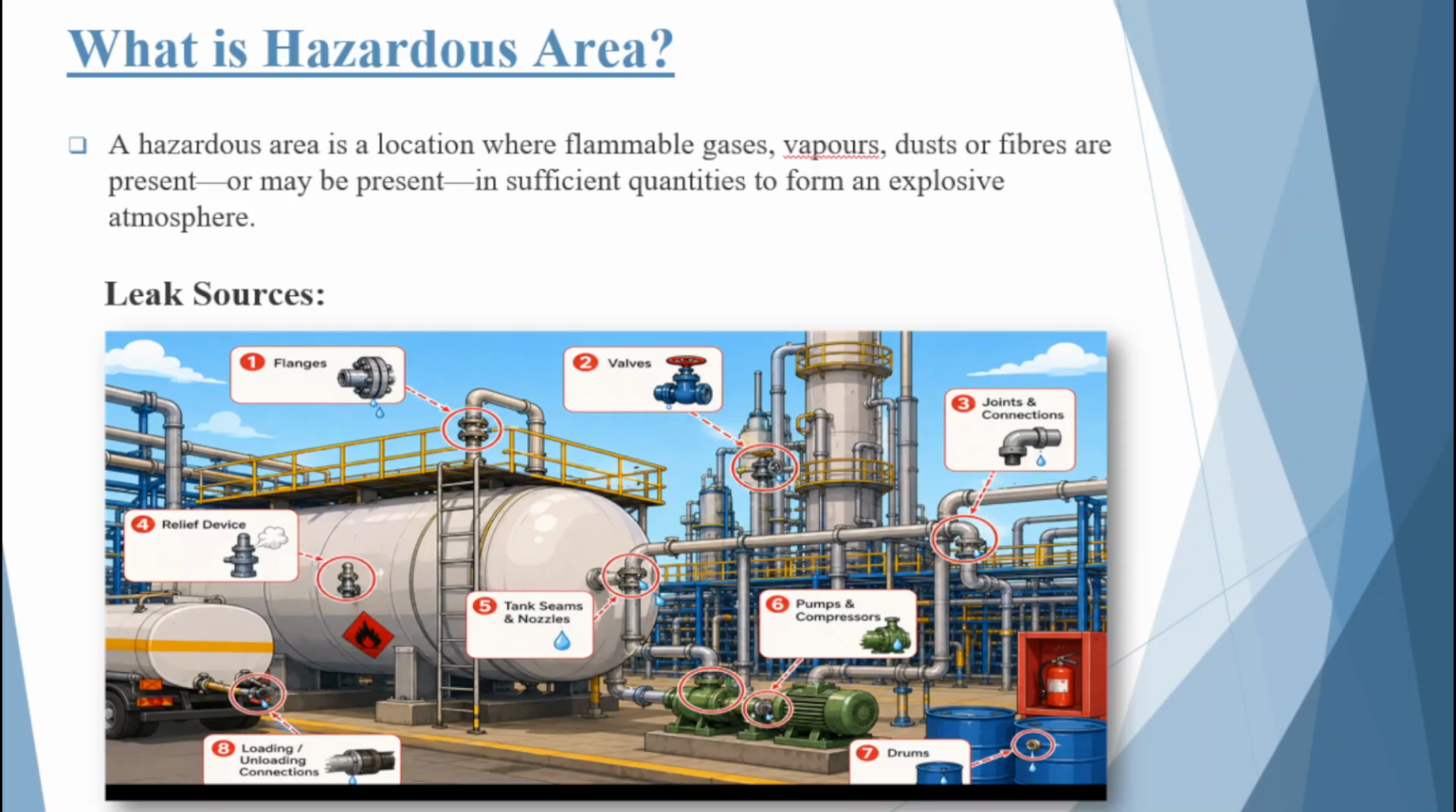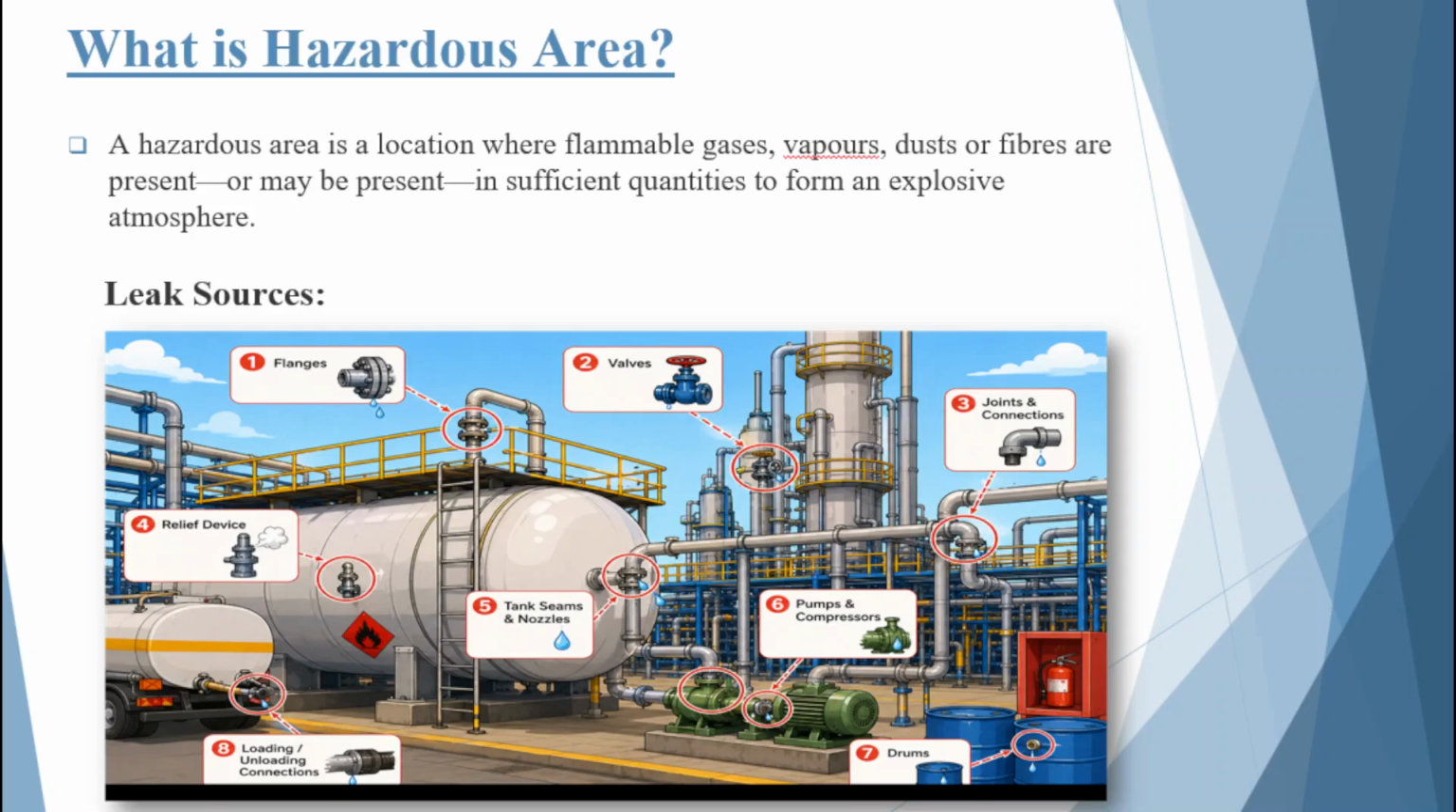Now let's begin by understanding what a hazardous area actually is. A hazardous area is any location where flammable gases, vapors, combustible dust, or fibers are present or may be present in sufficient quantities to form an explosive atmosphere. On the right side of the slide, you can see some of the most common leak sources found in an industrial plant. Let's look at them one by one.